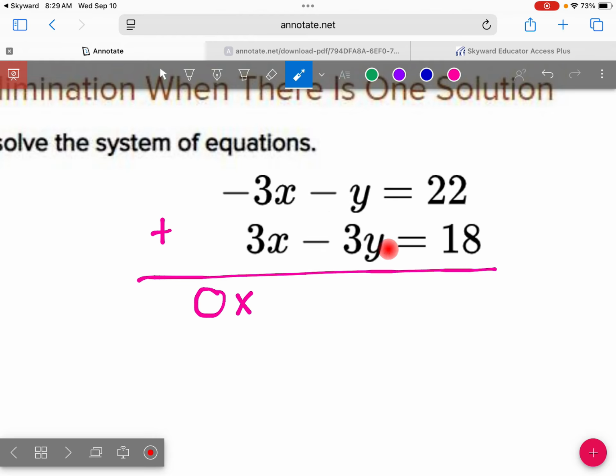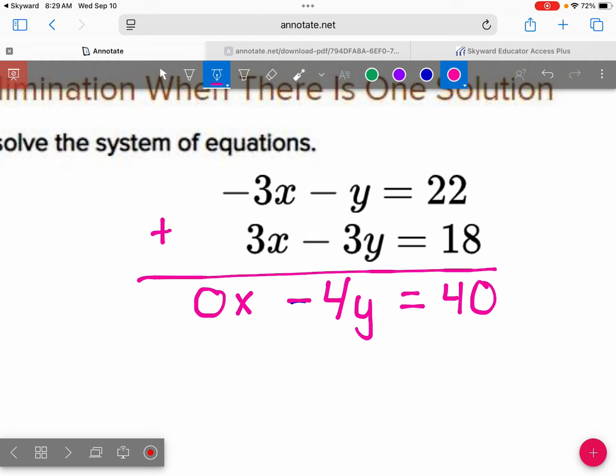Then we have our minus y minus 3y. Look at this middle column. I owe you a yak, and then I owe you 3 more yaks, or yams. So we get a minus, I don't know why I switched to blue here, minus 4y equals, and then we're going to do our 22 plus our 18. That's going to give us 40.